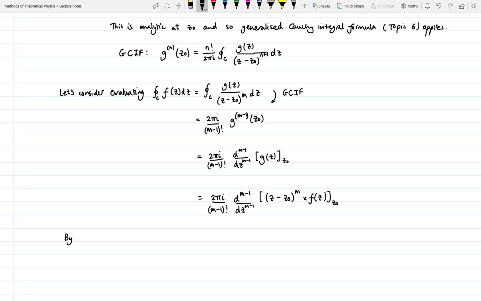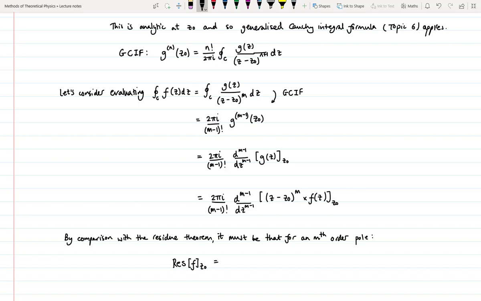We can therefore say that, by comparison with the residue theorem, it must be that for an mth order pole, the residue of our function f at that mth order pole is given by, taking this line here and dividing by 2 pi i, 1 over (m minus 1) factorial, and I'm actually going to insert here the limit as z tends to z naught, and I'll explain why in a moment. We have the (m minus 1)th derivative of (z minus z naught) to the m times f of z.